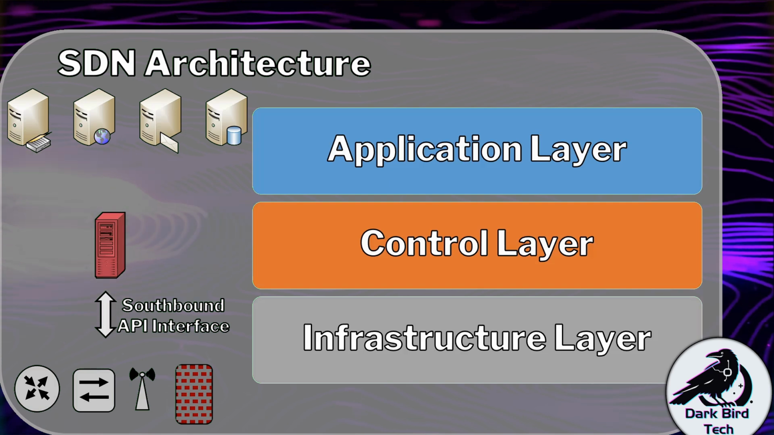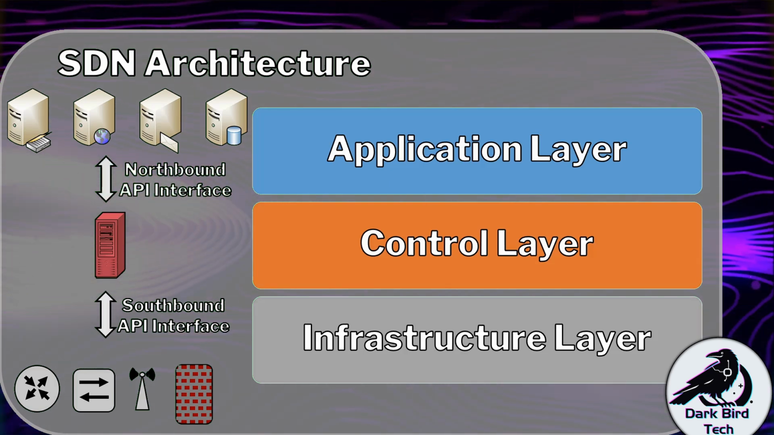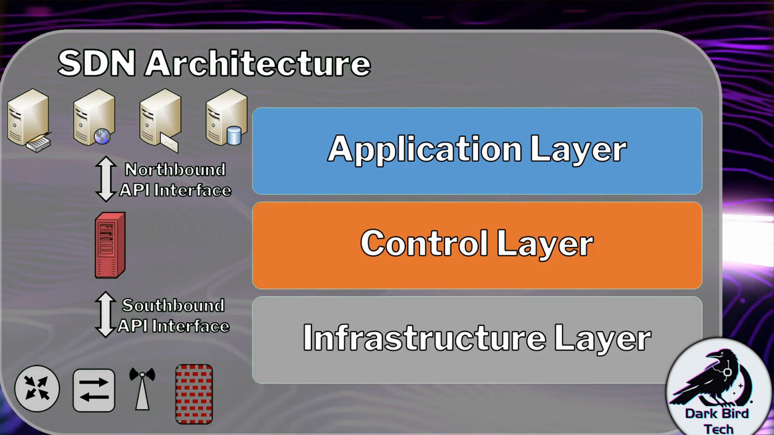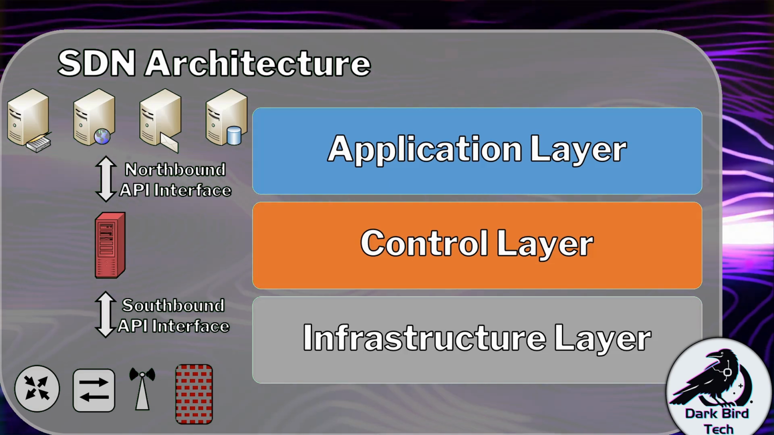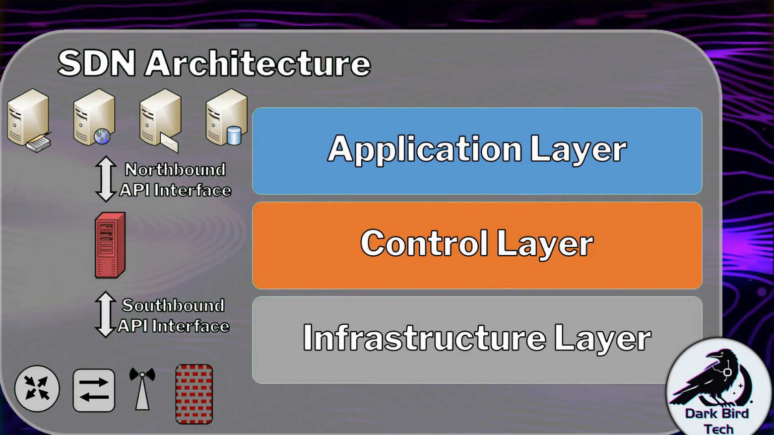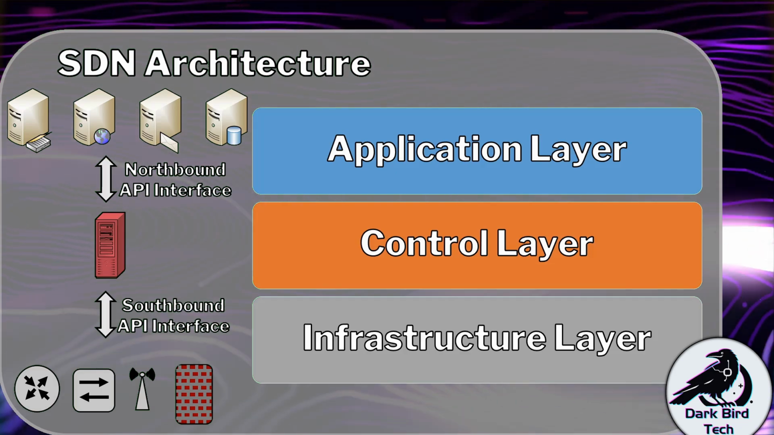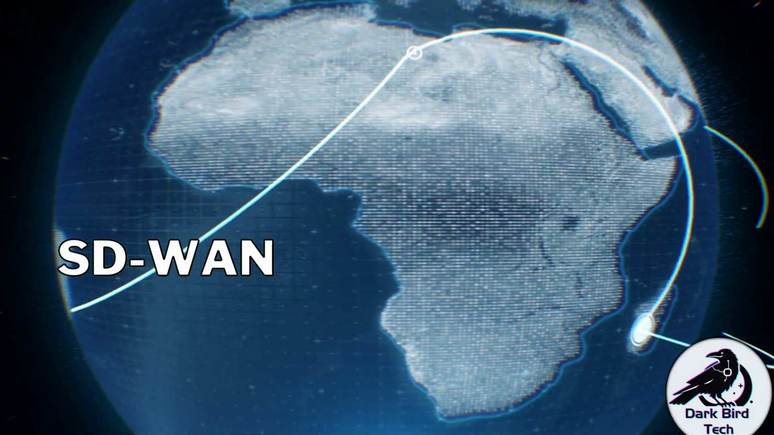And they communicate with the SDN controller through something called a northbound API interface. So as long as you remember that in the infrastructure, the appliances are at the bottom, and the applications are at the top, and the SDN controller is in the middle, that will help you remember the whole northbound, southbound thing. But we can take this a step further with SD-WAN. And you guessed it, software-defined WAN.